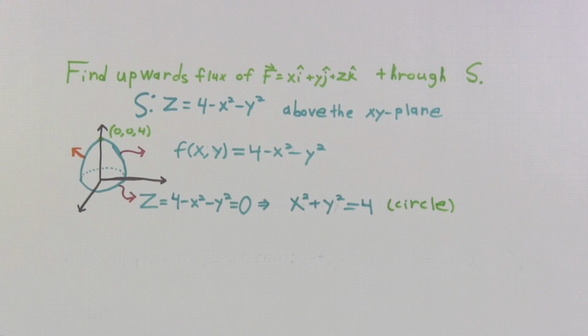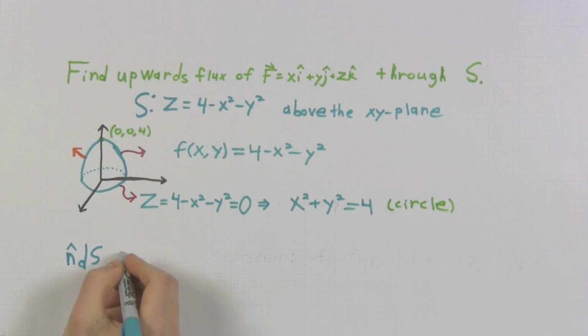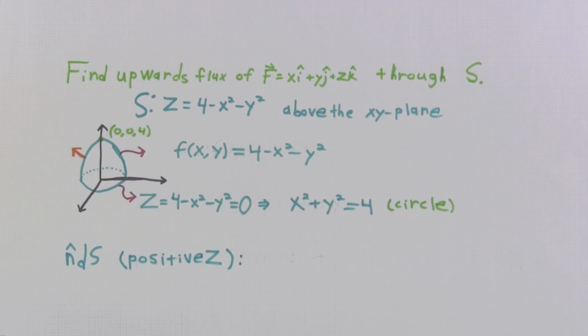In addition, we need to make sure that we note what direction of flux we're looking for. We're trying to find the outward flux, denoted by this orange arrow here. Since regardless of our location on the surface, the outward flux always has a positive z component, that means that the normal vector we're looking for has a positive z component as well.